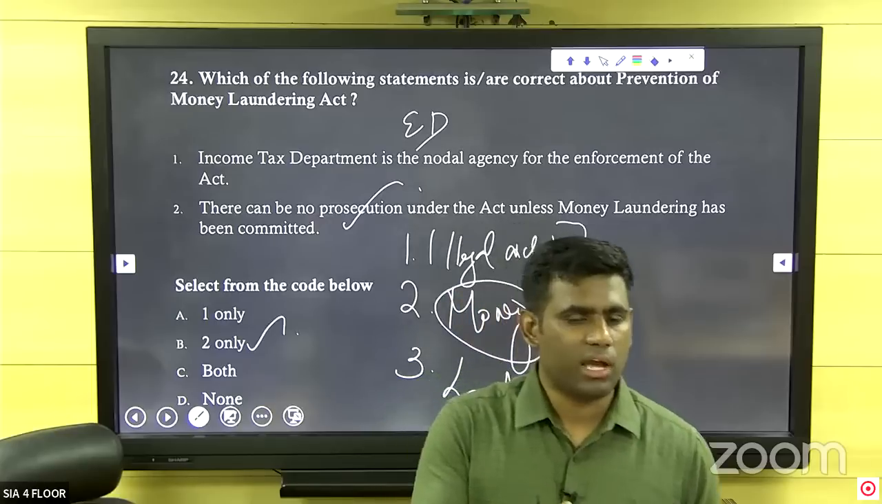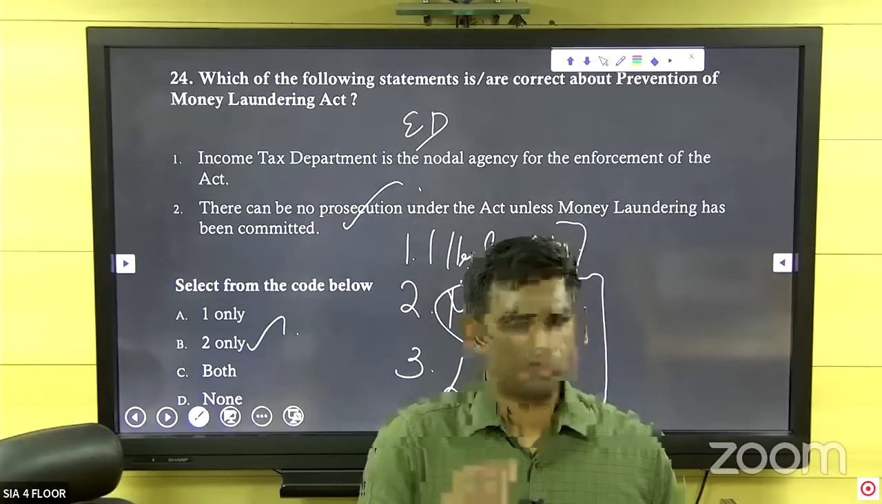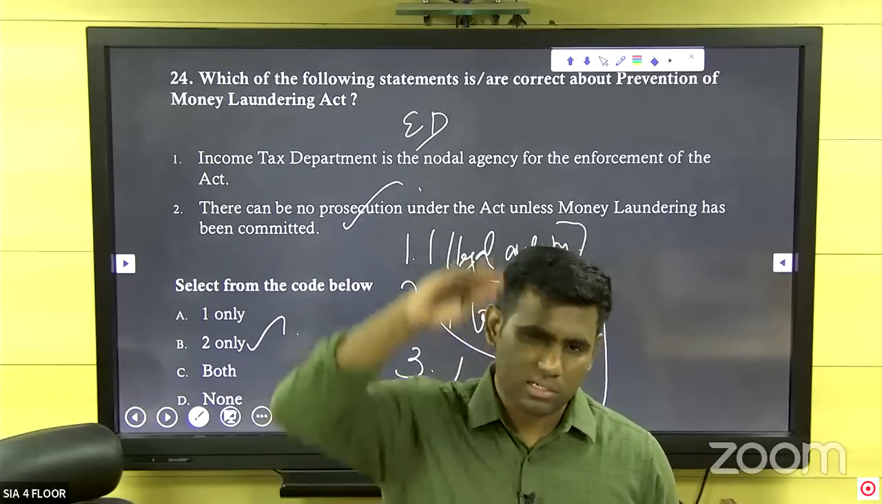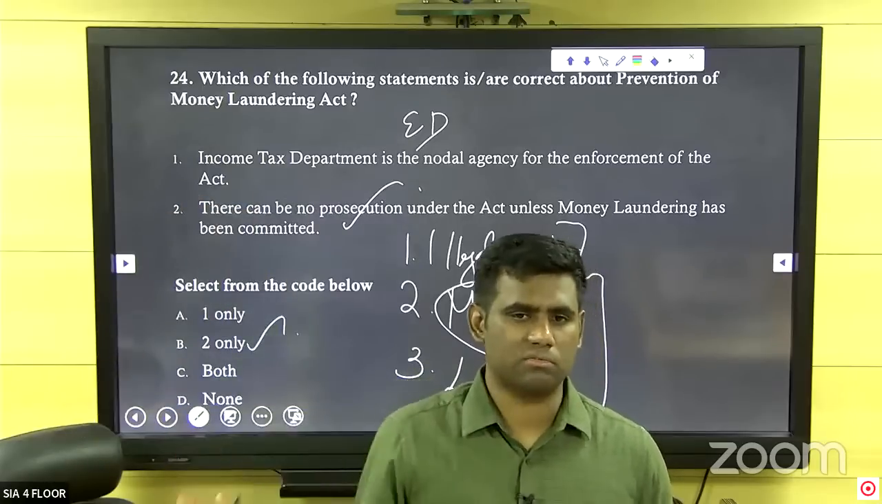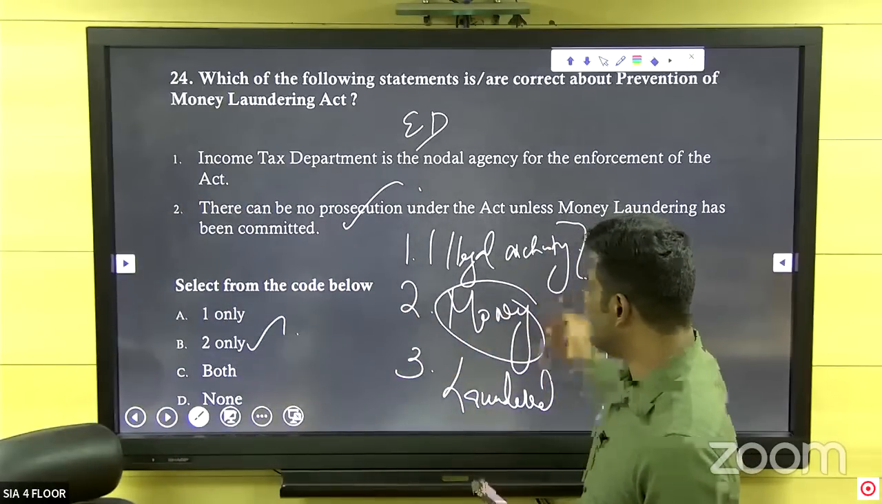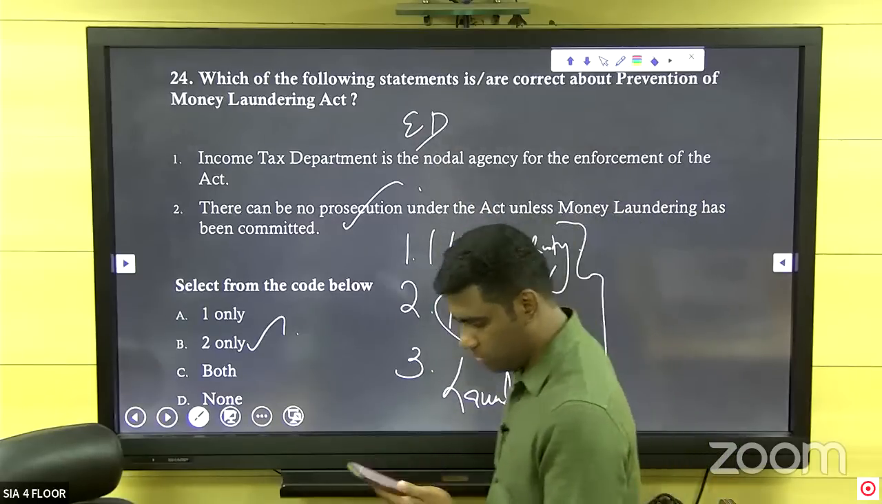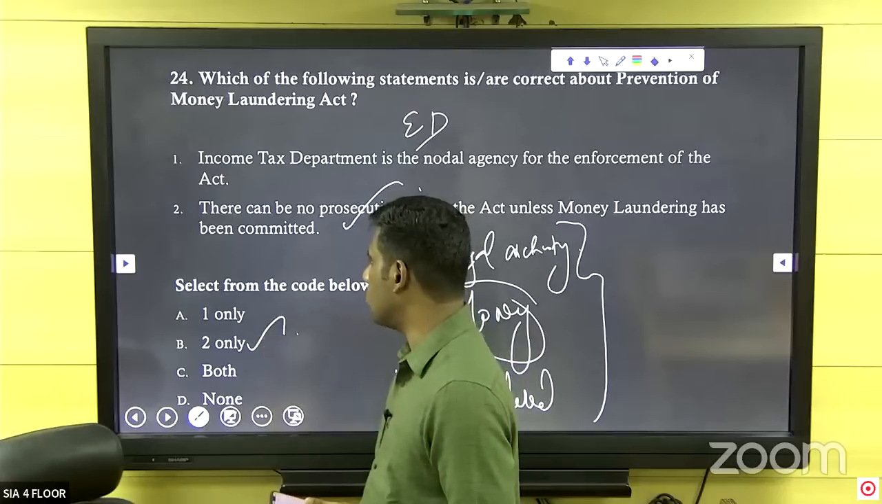Because if you have simply smuggled, you will be prosecuted under the respective acts, not under PMLA. Under the Prevention of Money Laundering Act, these three conditions must be satisfied, right? It's better to skip these kind of questions if you're not aware of it. So the correct answer is 2 only, B.